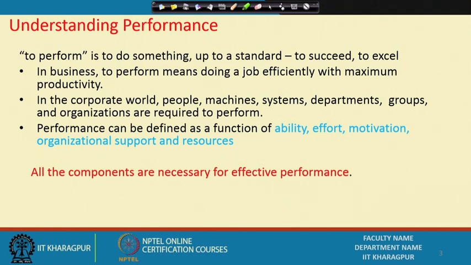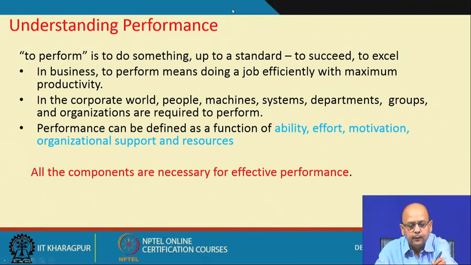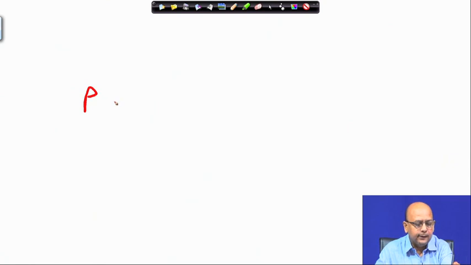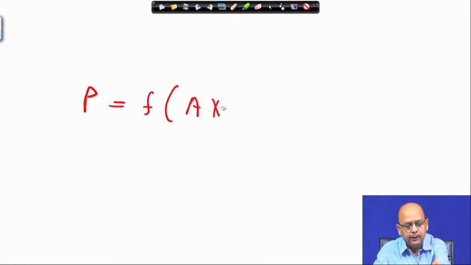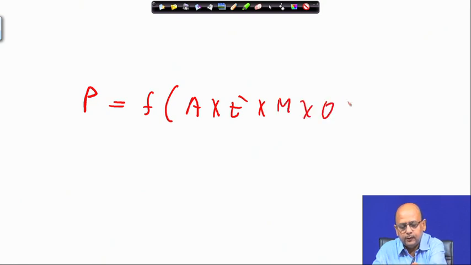Now, another issue that is related to performance is how we are going to define performance. One thing that I would like to say here is that when we talk about performance, it is a function of what? A number of factors, and this could be applicable to all contexts, whether we are talking about individual, group, or organizations. So, when we say that we need to understand performance as a function of these factors, we can write this equation something like this. Performance is a function of ability into effort, into motivation, into organizational support.